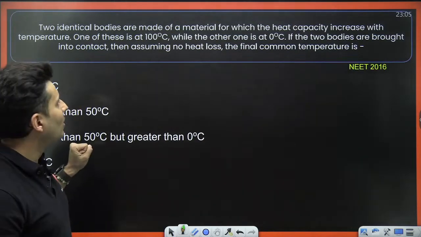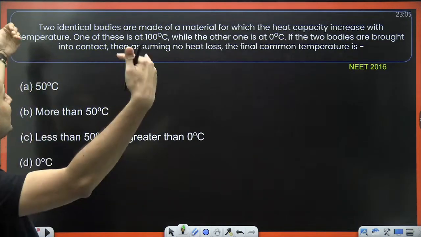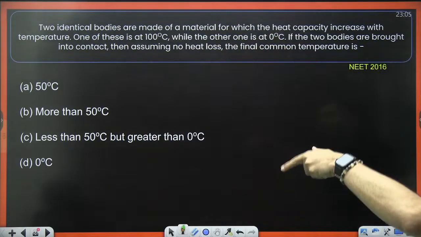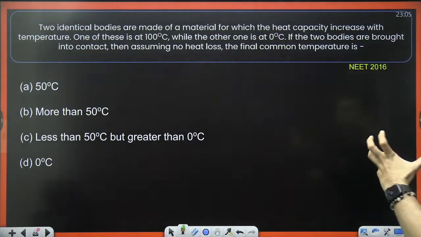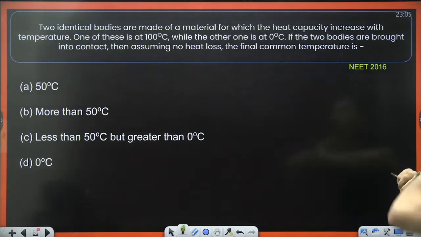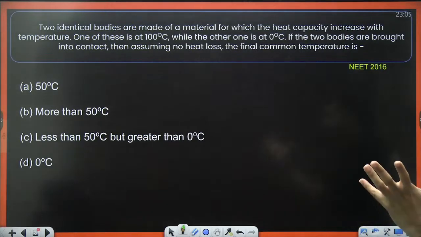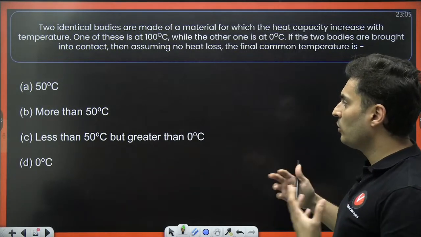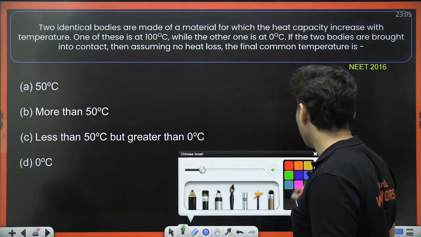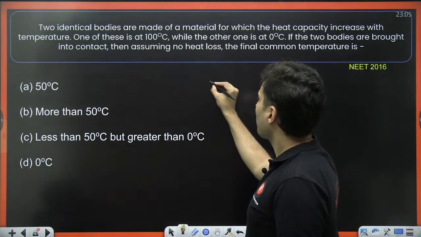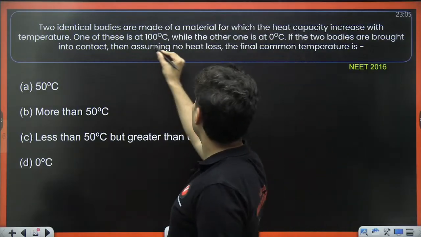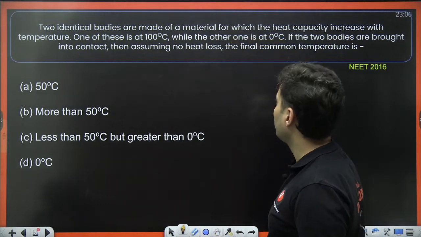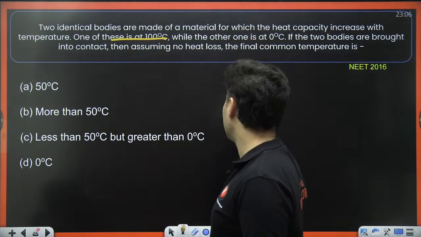Two identical bodies of a material, whose heat capacity only changes with temperature. This was asked in NEET 2016. One of them is at 100, the other is at 0. If the two bodies are brought into contact, assuming no heat loss to the surroundings, then the final common temperature is exactly 50, less than 50, more than 50, or 0. That's the question. Let's say the first body is at 0 degrees Celsius, the colder one, and the hotter one is at 100 degrees Celsius.